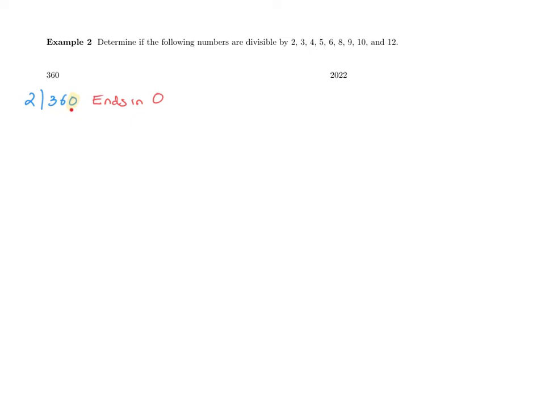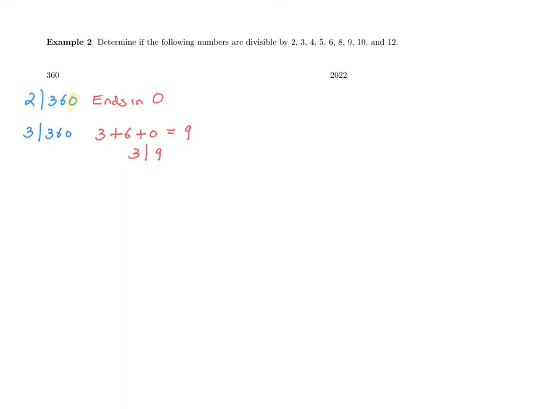Does 3 divide 360? Well, if we sum these digits, if that number is also divisible by 3, then the answer is yes. So it turns out that 3 does in fact divide 360. And the reason for this is, if you take 3 plus 6, and I guess also plus 0, you get 9. And 3 divides 9. Since it divides the sum of the digits, it divides the number itself.